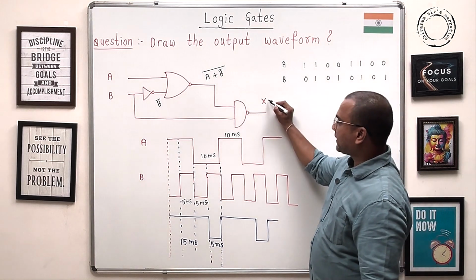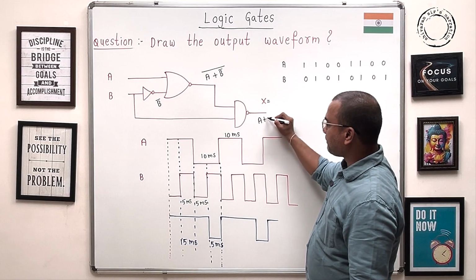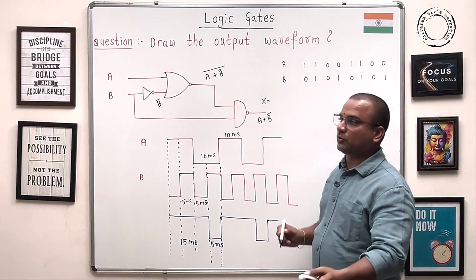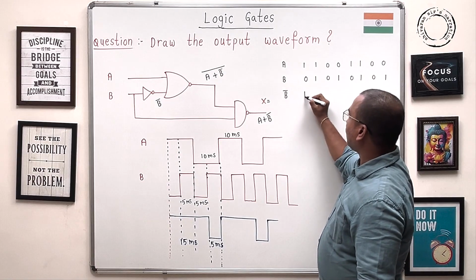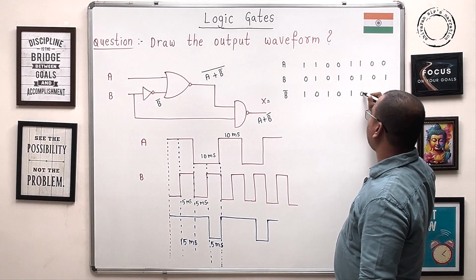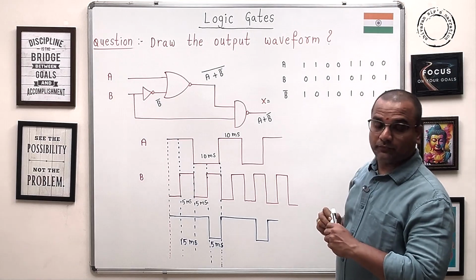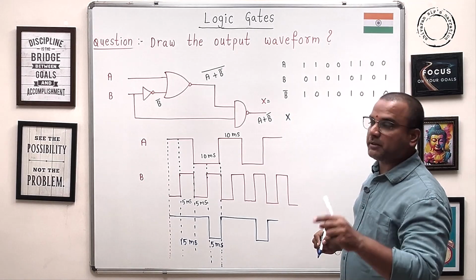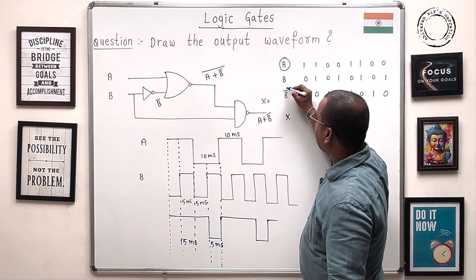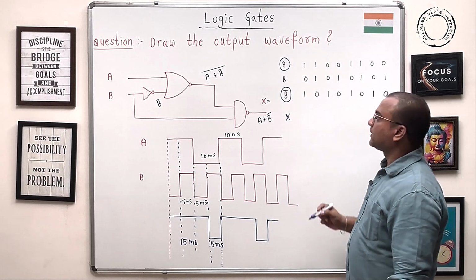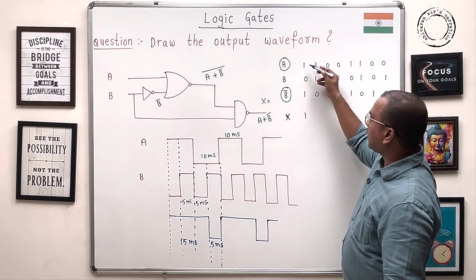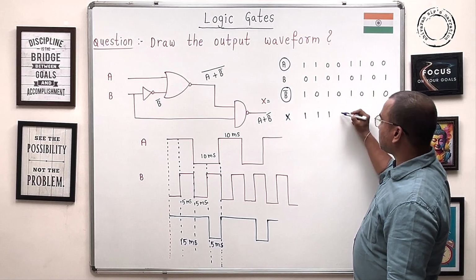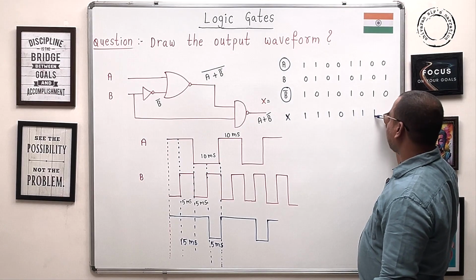But what is the output expression for this design? A plus B bar. You want B bar, right? Means replace 0 with 1, 1 with 0. Therefore, B bar will be 1, 0, 1, 0, 1, 0, 1, 0. Done. Finally, we want to know the output X, which is A plus B bar, means this and this, isn't it? Yes. Now, you add 1, 1 plus 1, 1, 1 plus 0, 1, 0 plus 1, 1, 0 plus 0, 0. In the same way, like this.